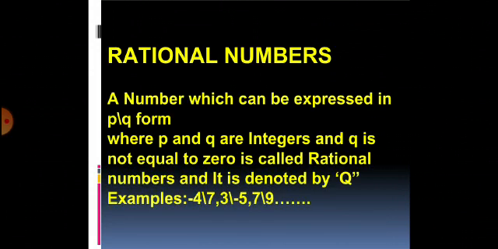Then in our last class, we have learned about rational numbers. The number which can be expressed in p by q form, where p and q are integers, that is, they can either be positive, negative, or 0, and q is not equal to 0, is called rational numbers, and it is denoted by capital Q. Examples: minus 4 by 7, 3 by minus 5, 7 by 9, and so on.